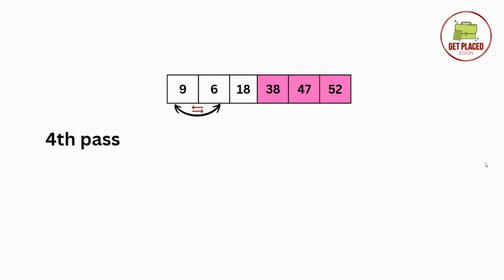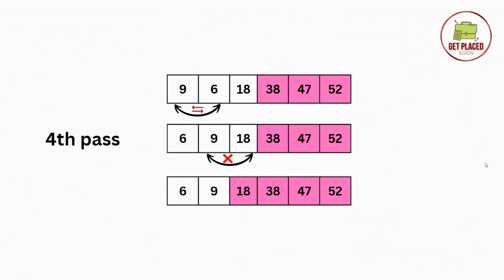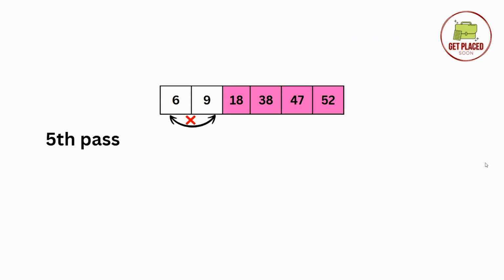Going to the next pass, 9 and 6. 6 is the minimum element, right? So we swap it with 9. Now 9 and 18. We don't swap it because 9 is minimum. So 18 is fixed here. Going to the next pass, we are not swapping it because 6 is the minimum element.